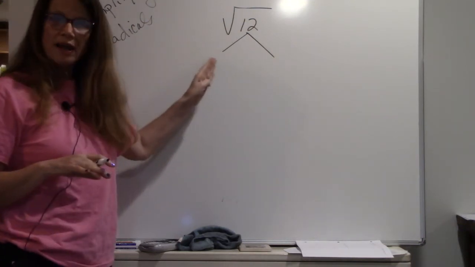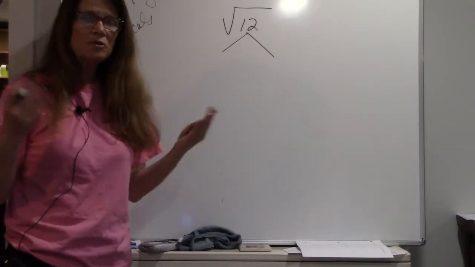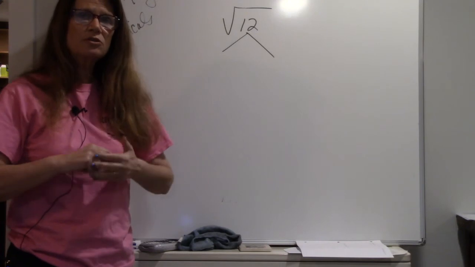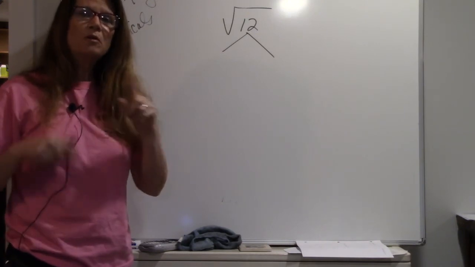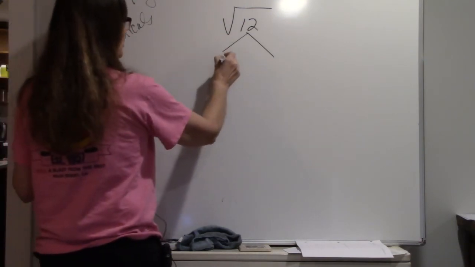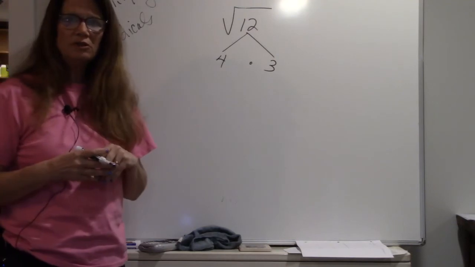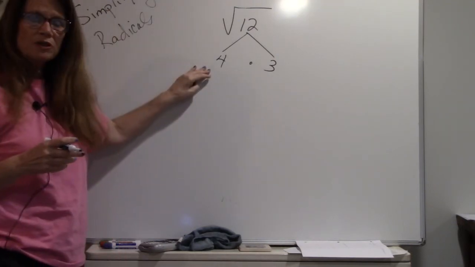One of my numbers has to be a perfect square. So I could use 6 and 2. 6 times 2 is 12, but neither 6 nor 2 is a perfect square. So you always want to make sure one of your values is a perfect square. So I'm going to use 4 times 3. 4 times 3 is 12. My 4 is a perfect square.